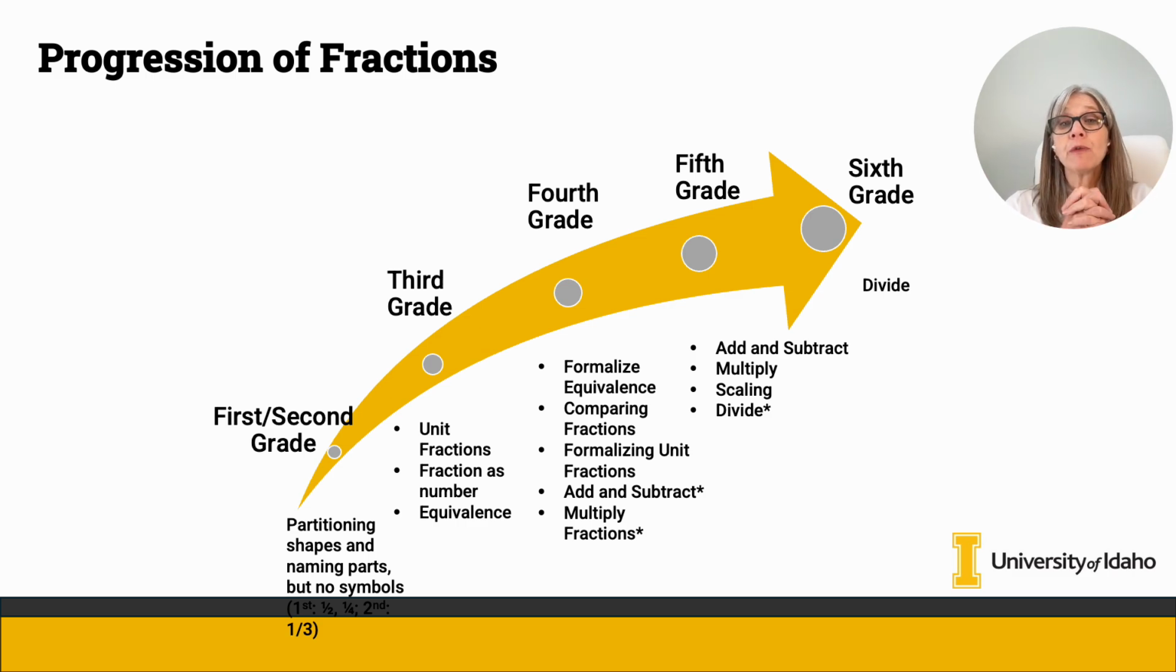Now in fourth grade, we're going to formalize equivalence. We're going to continue comparing fractions. We're going to start to add and subtract. Usually there's a beginning concept in fourth grade and then the finishing concept in fifth grade. And then also we're going to start multiplying fractions, and it's continued in fifth grade. So fifth grade is formalizing all of these operations. And then it adds this idea of scaling, this idea that I have a unit and it gets big by the scale. And then I start to divide. Now, understanding your standards is going to be super critical in recognizing how deep you need to go.